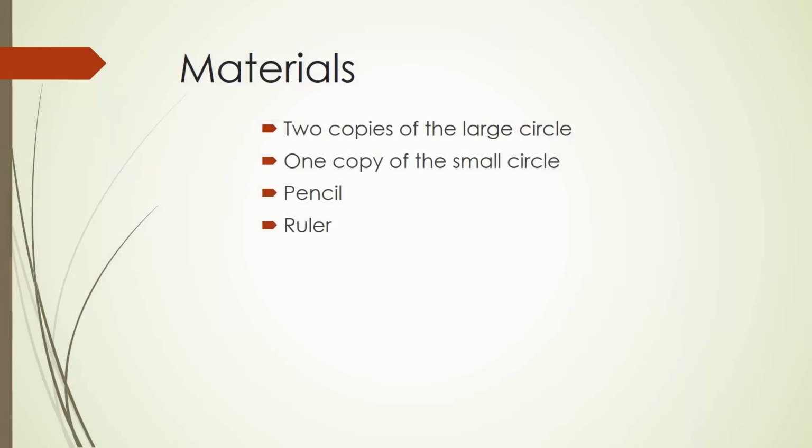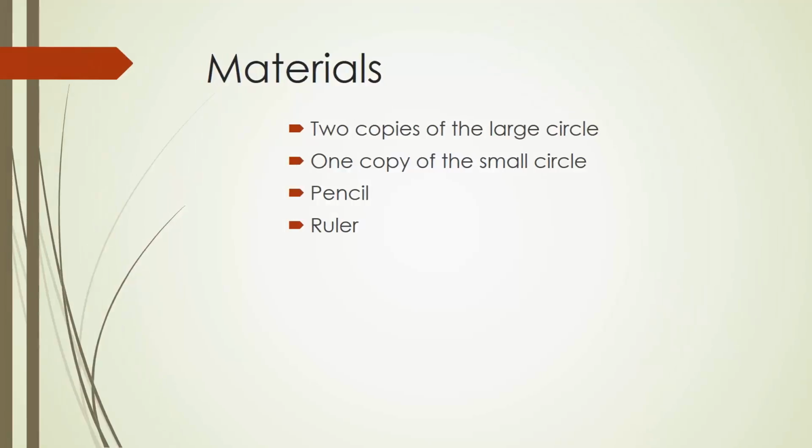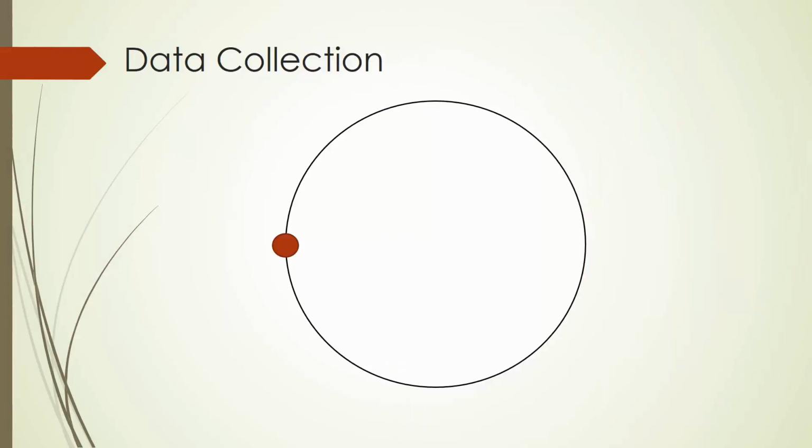The materials for this experiment are 2 copies of the large circle, 1 copy of the small circle, a pencil, and a ruler. Consider an object moving along a circular path at a constant rate. The goal is to determine the acceleration of the object at some point in the motion. We have chosen this point for that purpose. We need to identify the center of the circular path and measure the radius.